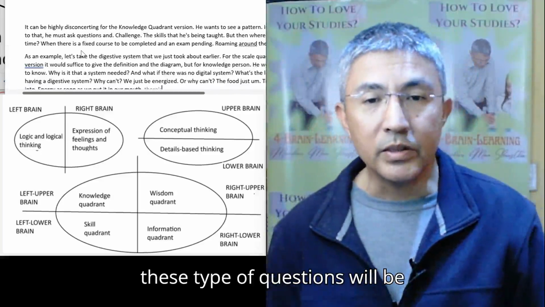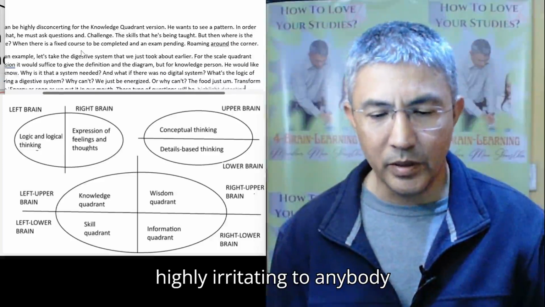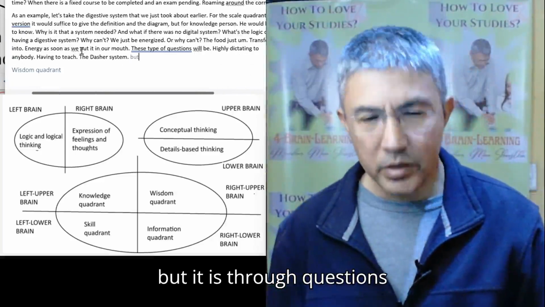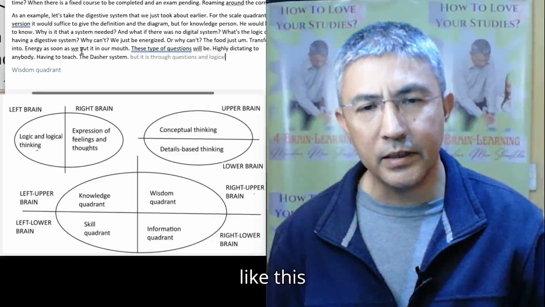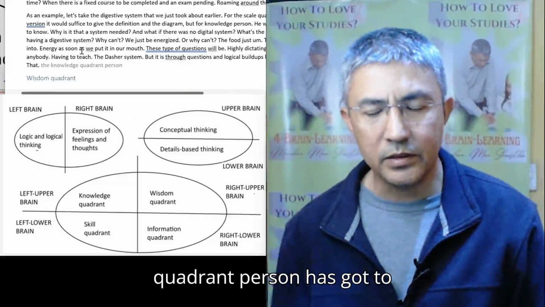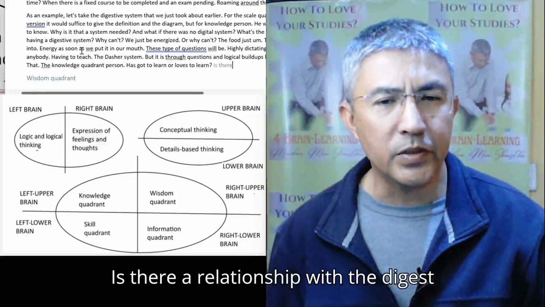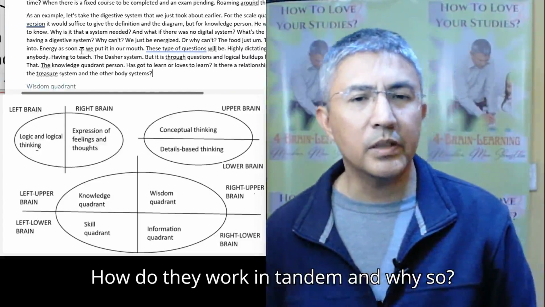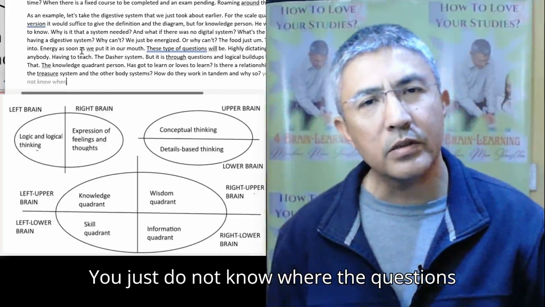These types of questions will be highly irritating to anybody having to teach the digestive system. But it is through questions and logical build-ups like this that the knowledge quadrant person has got to learn, or loves to learn. Is there a relationship between the digestive system and the other bodily systems? How do they work in tandem, and why so? You just do not know where the questions will come from.